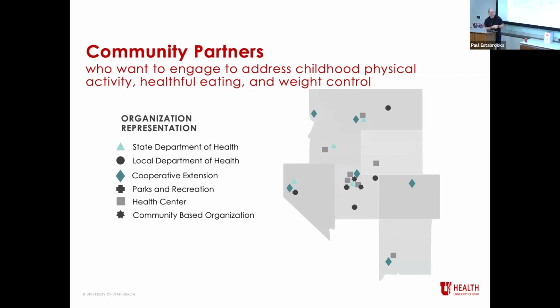So you can see on here, the state health departments, local health departments, those two things are different. Cooperative extension, a big player in rural areas across the United States. Parks and recreation, also a big player in recreation activities for kids and families. Healthcare centers, because you'll see one of the issues that we have really could benefit from the collaboration with community health centers, and then generalized community-based organizations that have interest in childhood obesity.